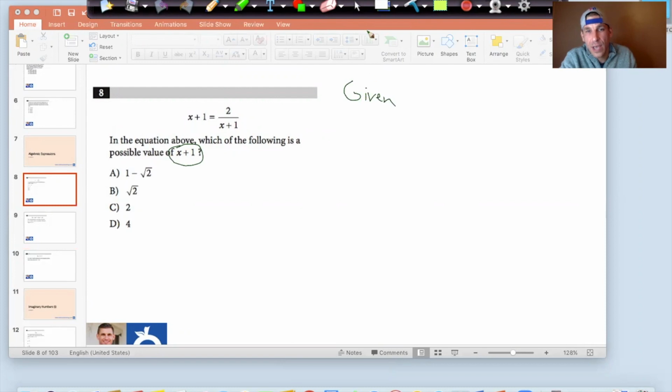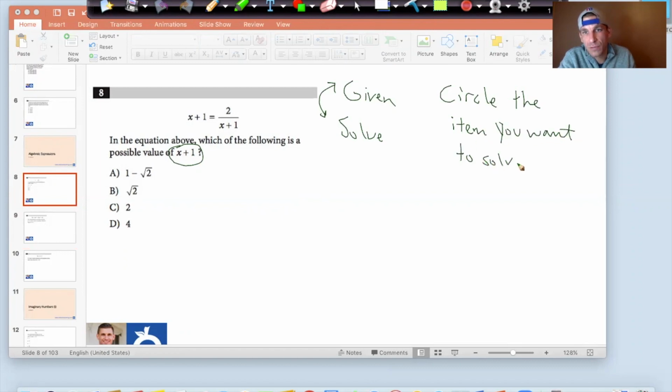What is given, and what are they asking you to solve for? And if you can somehow draw that connection to what is given and how you're trying to solve. Notice this, and a huge recommendation, so you don't make little mistakes on test day, is circle the item you need to solve for. Circle the item you want to solve for. Because sometimes they'll sneak in like solve for x or solve for 3x. And you don't want to make a little mistake as you're going through.